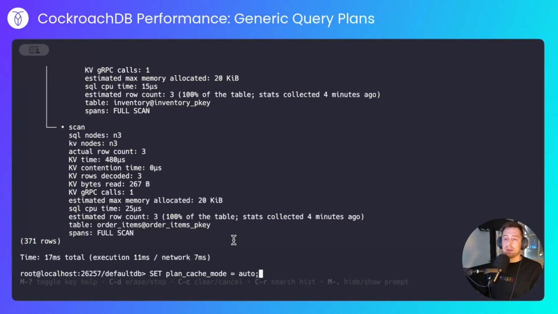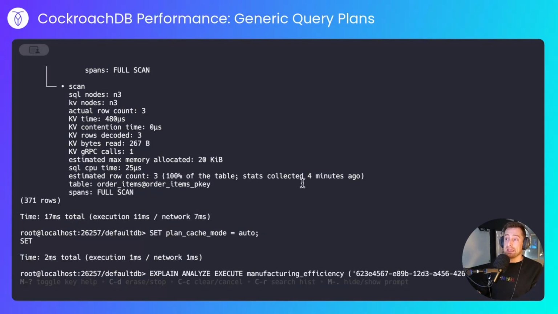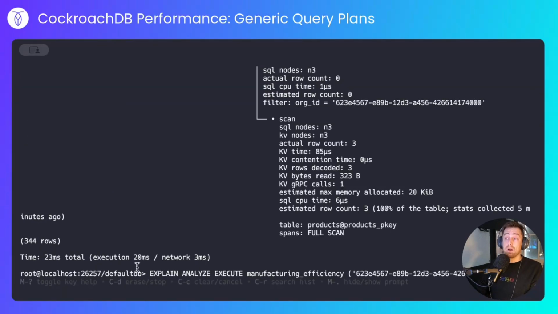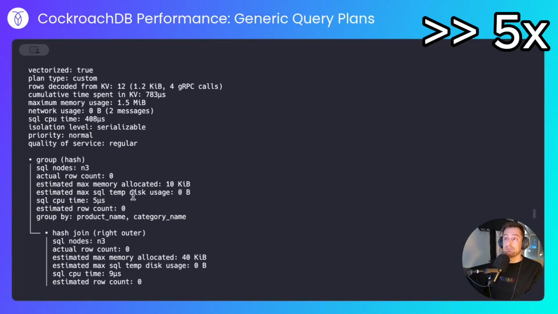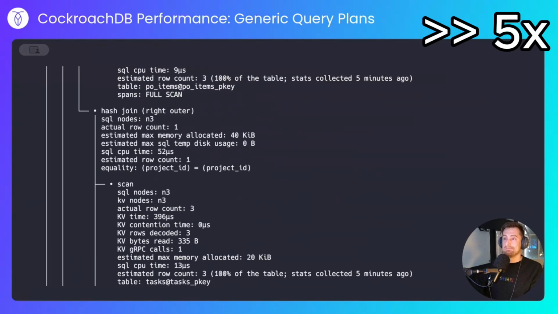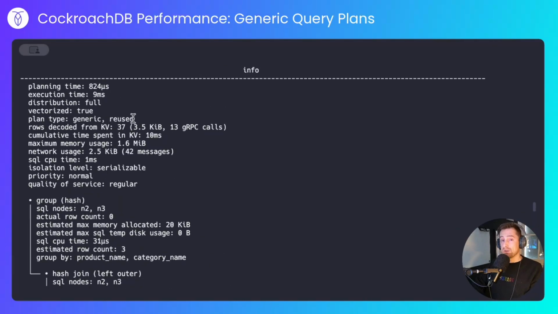And finally, we'll take a look at auto. I'll run the same query again. They're all using different organization IDs. This time we have a higher planning time and we're using the plan type custom at the moment, but after a number of executions, still custom, generic reused. CockroachDB has figured out that it can optimize this query using generic query plans, and the planning time is back down to microseconds.